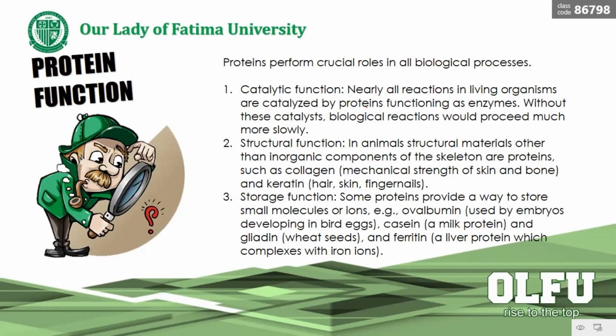Wheat seeds have gliadin. Our liver also consists of a protein called ferritin. This ferritin complexes with ions. That's why if you are low on blood or have low iron in your body, they normally say to eat liver, because our liver is rich in iron. It has the protein ferritin that complexes with ions. That's why liver sometimes tastes metallic.